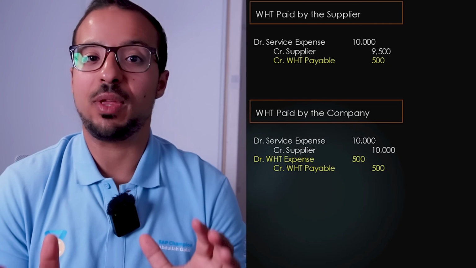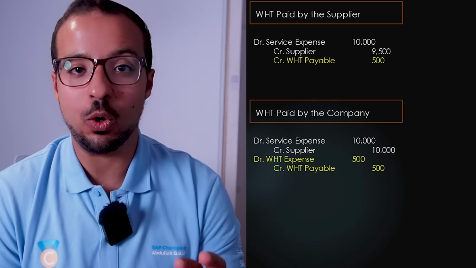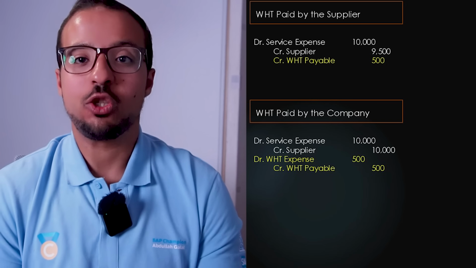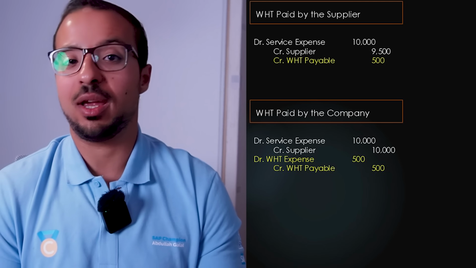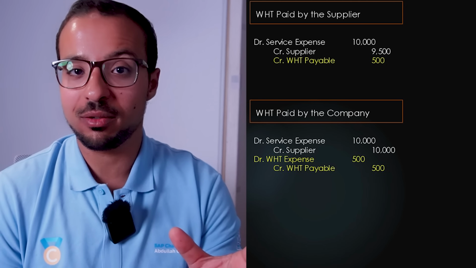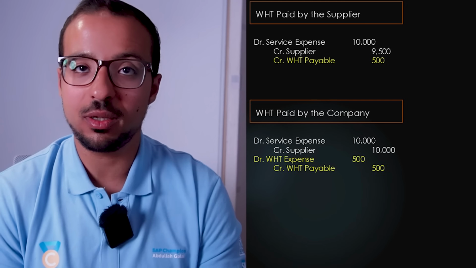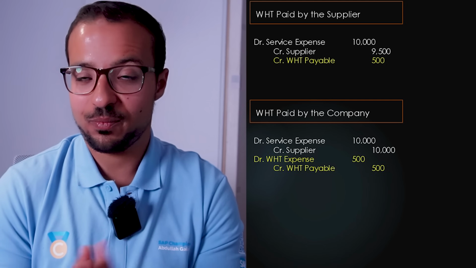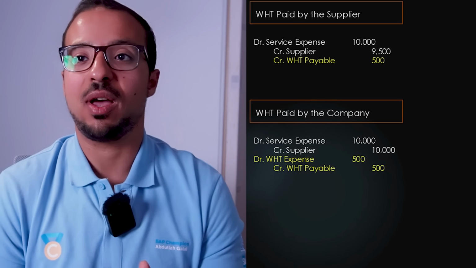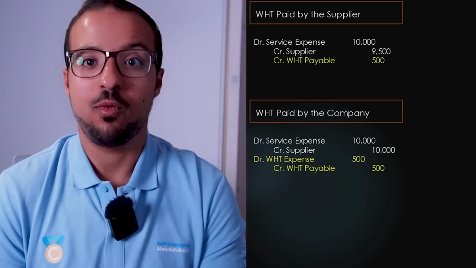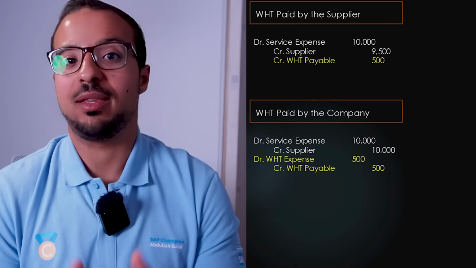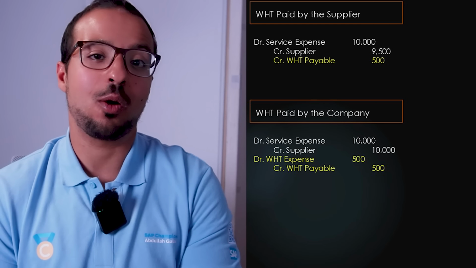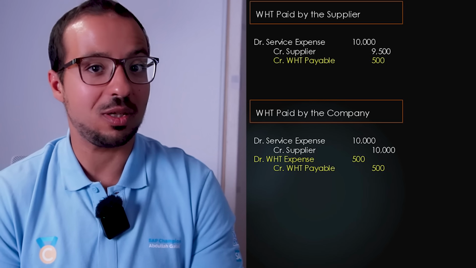And let's assume that our withholding tax is due on the supplier invoice. So when we receive the supplier invoice, our accounting entry is going to be a debit to the expense account for 10,000. And then on the credit side, we can have different cases. The first case is we have a credit to our supplier for 9,500 and a credit to our withholding tax payable account for 500. This is the case that we explained before.